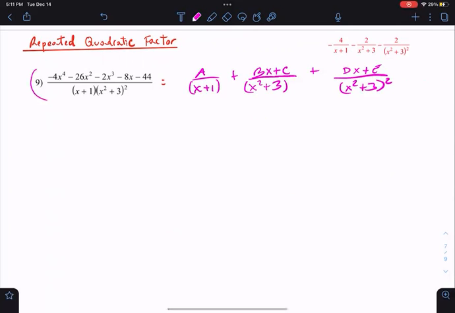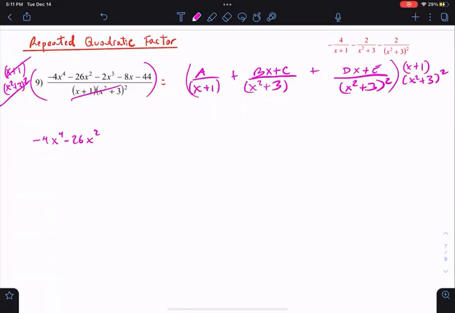Now, if you multiply both sides by this expression, x plus 1 times x squared plus 3 to the second, right? And then you do the same thing here, x plus 1, x squared plus 3 to the second. This cancels with this. So you get negative 4x to the 4 minus 26x squared minus 2x cubed minus ax minus 44. That's the left side of the partial fraction, right? And then on the right side, you have A times x squared plus 3 squared, right? And then plus bx plus c.